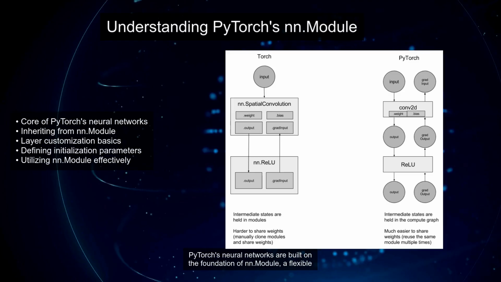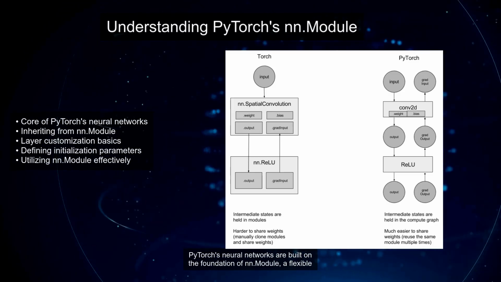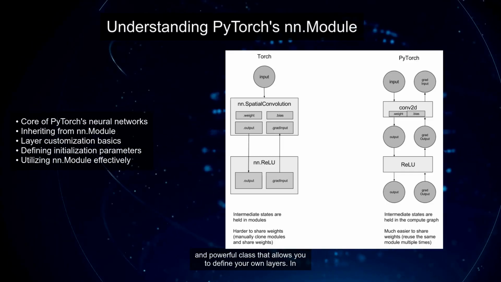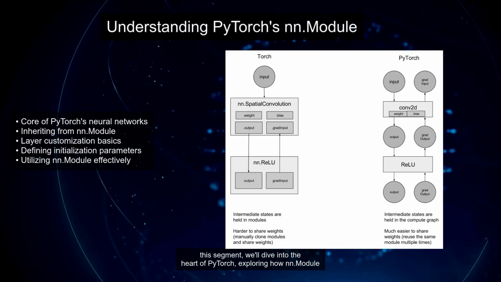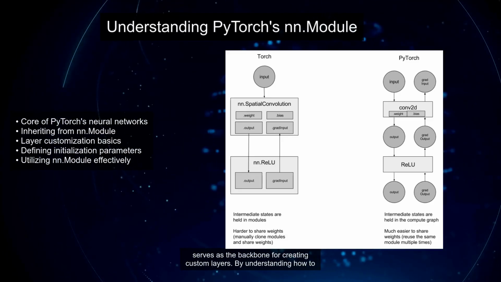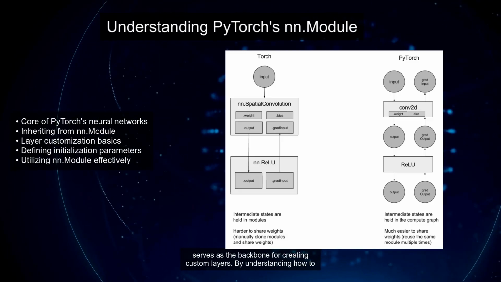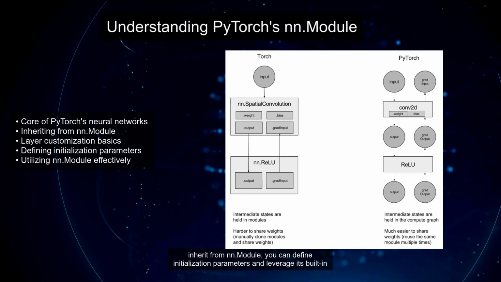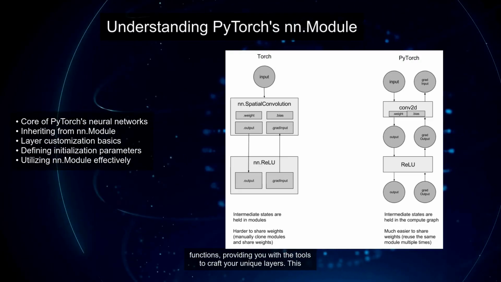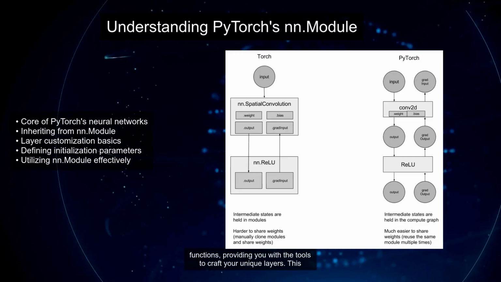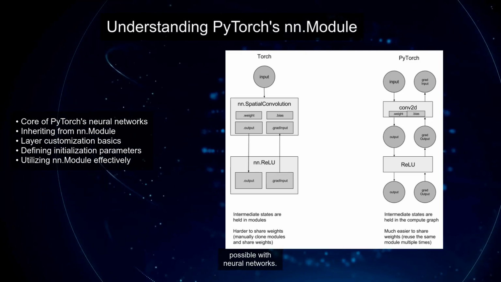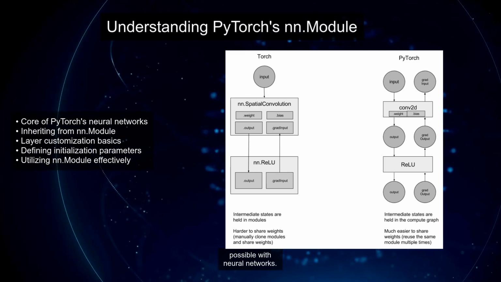code walkthroughs. PyTorch's neural networks are built on the foundation of nn.Module, a flexible and powerful class that allows you to define your own layers. In this segment, we'll dive into the heart of PyTorch, exploring how nn.Module serves as the backbone for creating custom layers. By understanding how to inherit from nn.Module, you can define initialization parameters and leverage its built-in functions, providing you with the tools to craft your unique layers. This knowledge is crucial for anyone looking to push the boundaries of what's possible with neural networks.